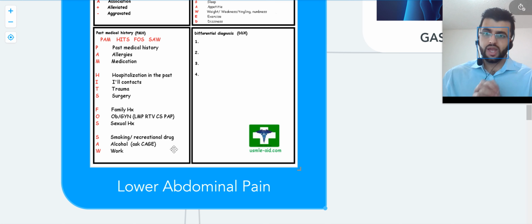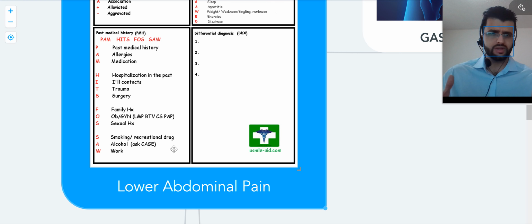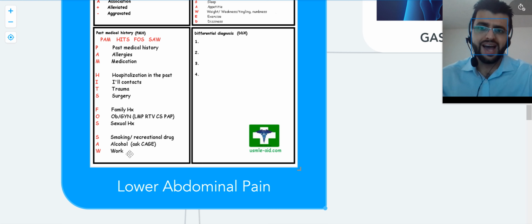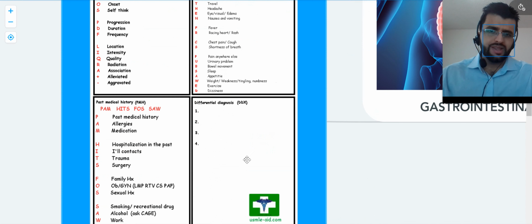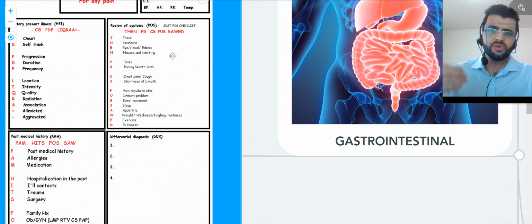Okay. PAM HITS FOSSA. This changes a little bit from the one that I used, but it is the same concept. W is for work. How's your work? After that, you go to the differential diagnosis, and then review of systems.